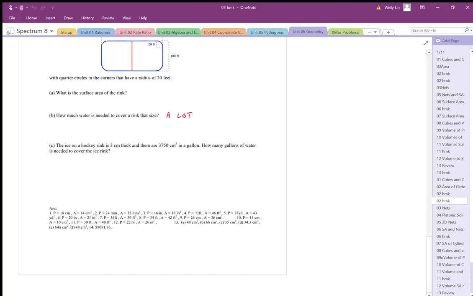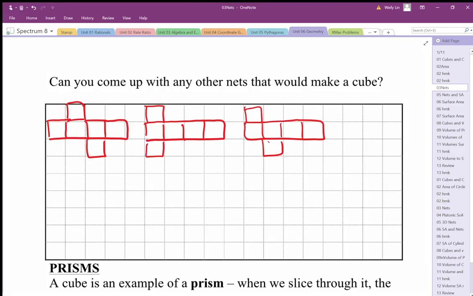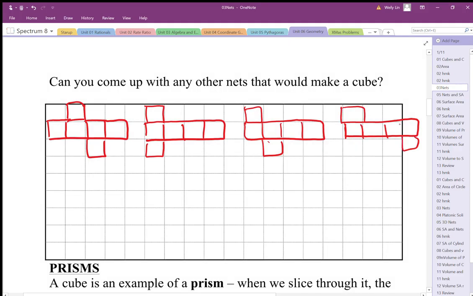Where's my net there? I'm just going to leave a space here. We can have them separated like this. Those are just some examples. We can categorize them into rows of 3 or 4. There are ones that we can make with rows of 3 like this.